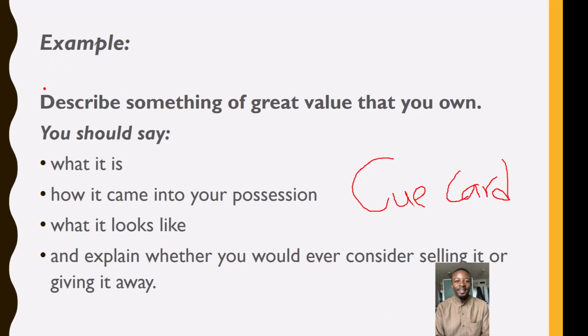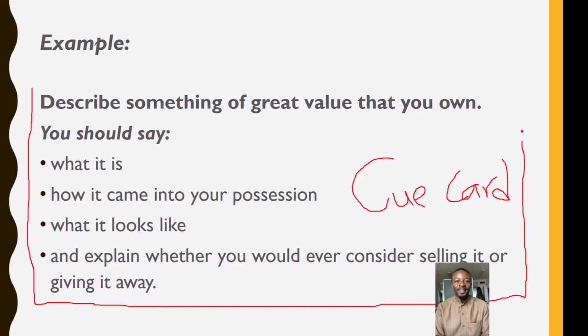Now, that is all the examiner will tell you. And then the examiner is going to ask you, are you ready? If you say yes, then they are going to time you, they put you on a countdown of 1 minute. Before that countdown starts, they are going to give you this cue card. And then you will have to make your notes at this point. We are going to see a sample note in the next slide.